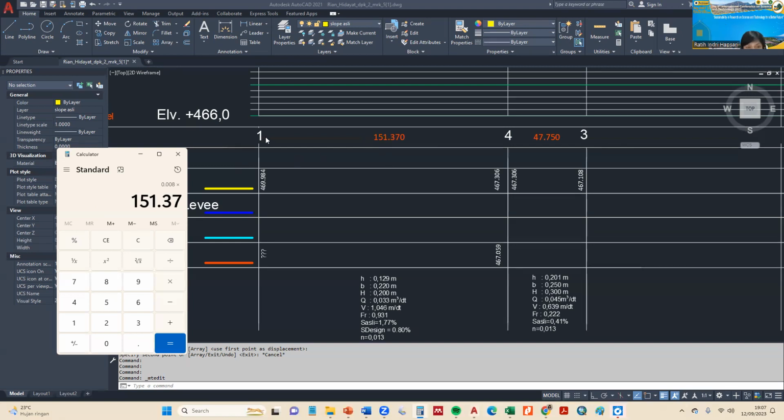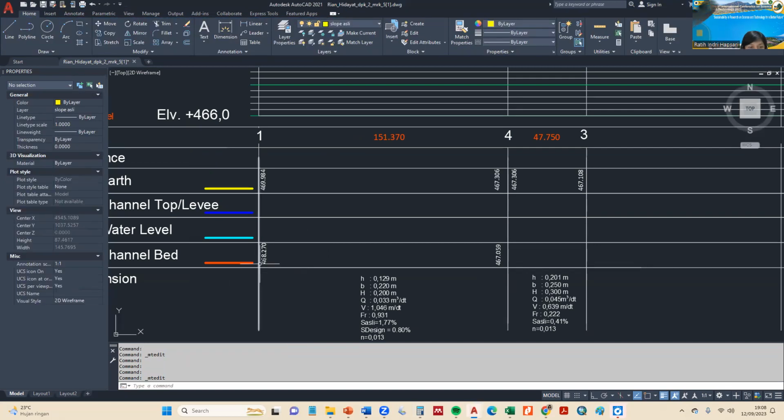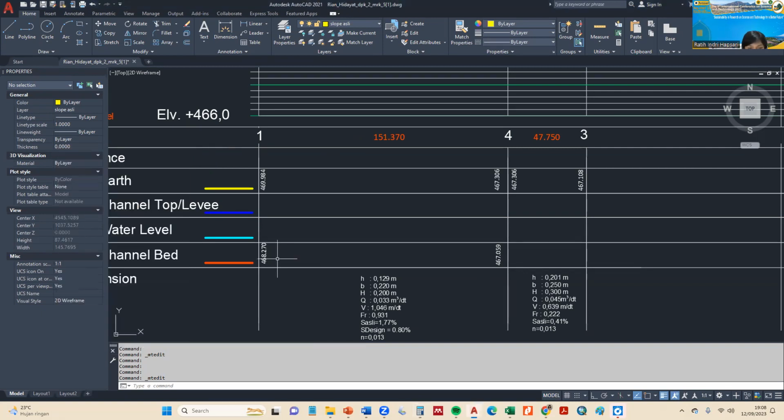elevation, the distance of the channel 1 to 4. So this is the elevation difference from this 1.211 to 10696. So we have to add this to this. I will plus this value with 467.059. So the elevation is 468.279 or 269 or 270.